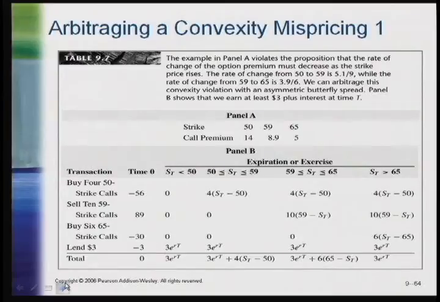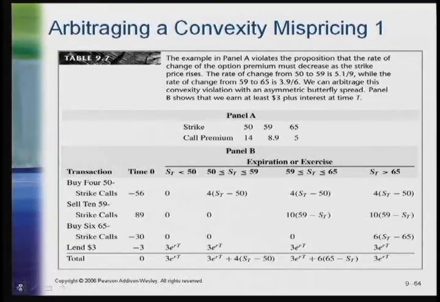So now we'll look at a convexity mispricing. You recall the way convexity worked. Here we have three prices, with strikes of 50, 59, and 65. You can see that as the strikes increase, the call premium goes down. That's logical. We know that the call price should drop as the strike goes up.